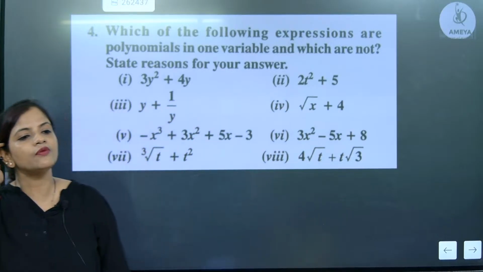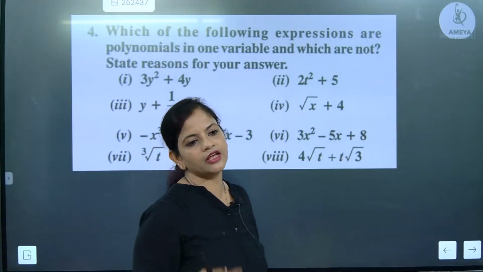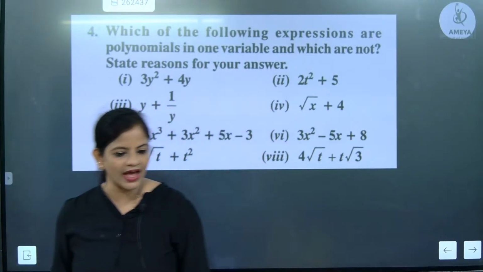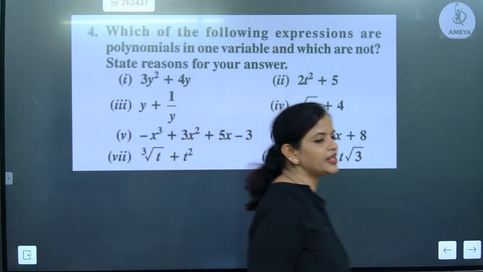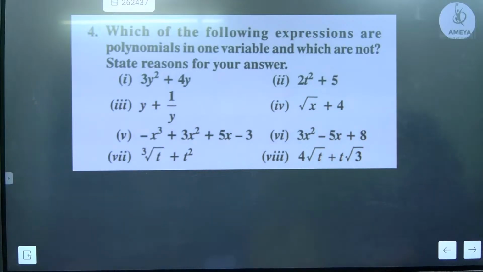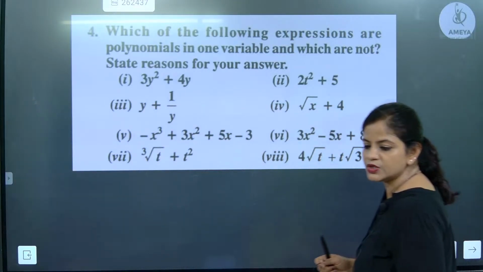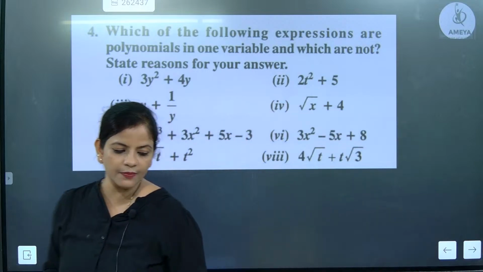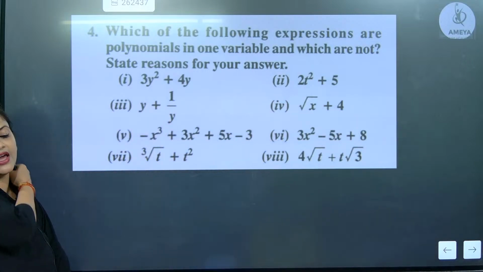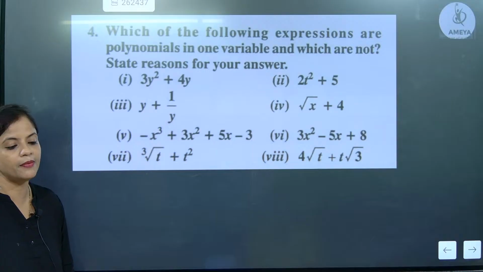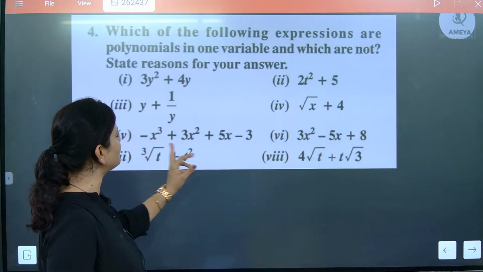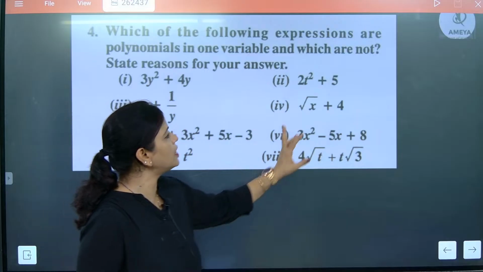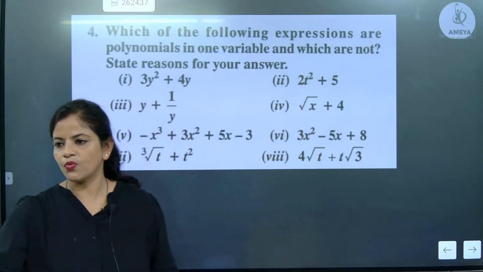Polynomial in one variable means the variable can either be x, or y, or z. So polynomial in one variable here can be x, y, or z. I hope you have understood. Here this is one variable, this is one variable, all have one variable only.